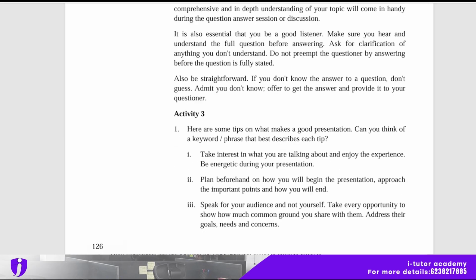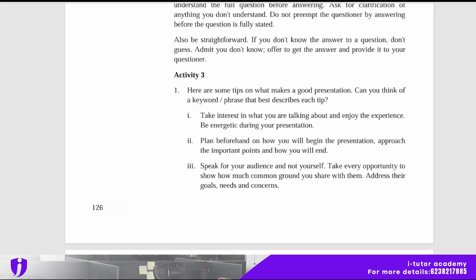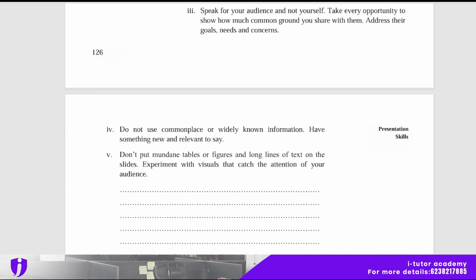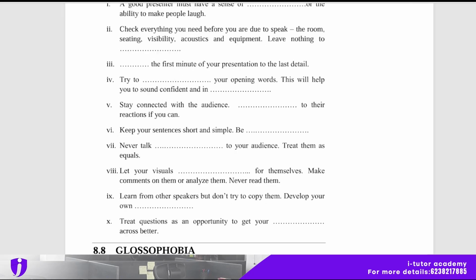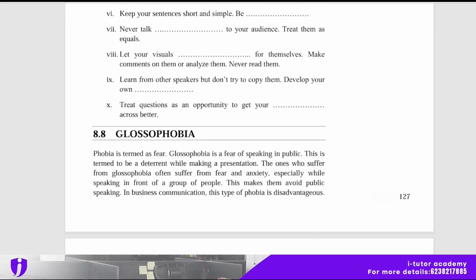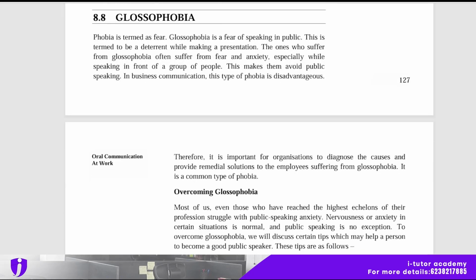It is also essential that you be a good listener. Make sure you hear and understand the full question before answering. Ask for clarification of anything you don't understand and do not preempt the questioner by answering before the question is fully stated. So Activity 3 is under this subsection, so you just do it, it will help you for your better understanding. Okay, in between, if you have any doubt, you can call us or you can comment on our comment box.